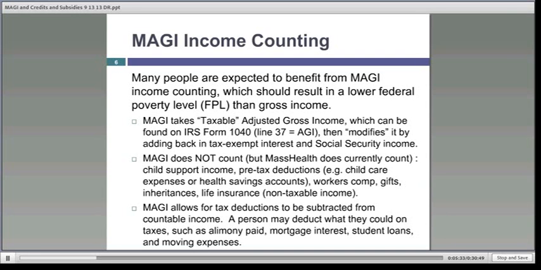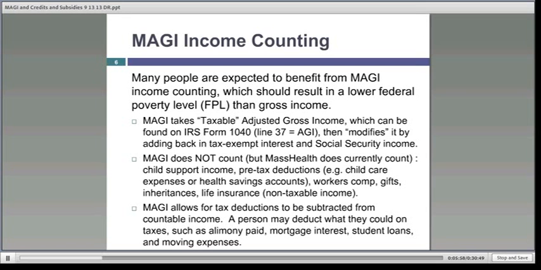MAGI takes taxable income, the taxable adjusted gross income, to figure out what somebody's income is, and then modifies it, that's the M part in MAGI, by adding back in some things like tax-exempt interest and Social Security income. Generally speaking, the adjusted gross income is found on line 37 of the IRS Form 1040, so that's the number we're going to be looking at mainly, with a few changes.